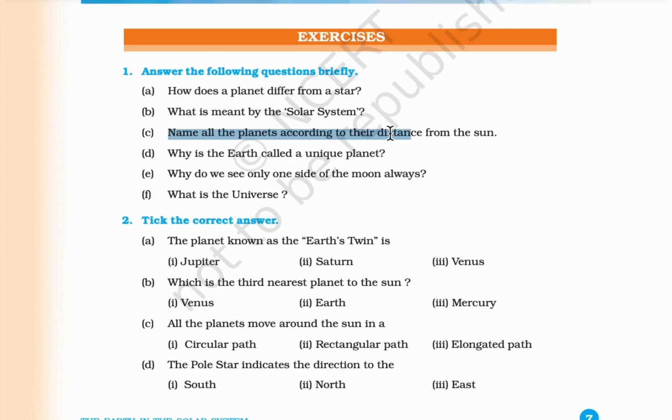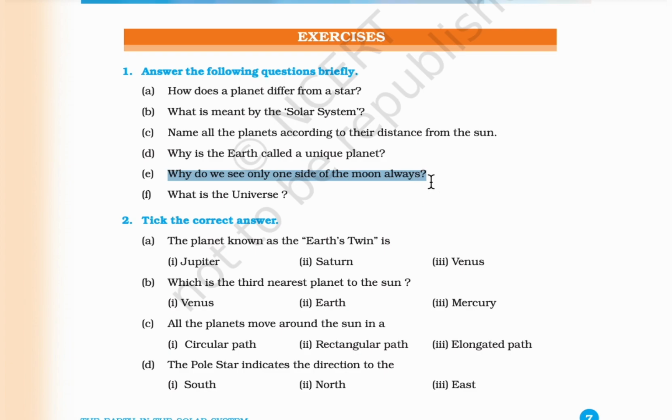So the trick which was given in this book is, my very efficient mother just served us nuts. So the planets according to their distances: Mercury, Venus, Earth, Mars, Jupiter, Saturn, Uranus and Neptune. Okay, there are 8 planets. Next, why is Earth called a unique planet? So Earth is called a unique planet because it has life.